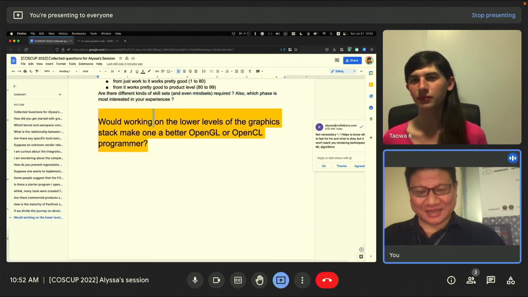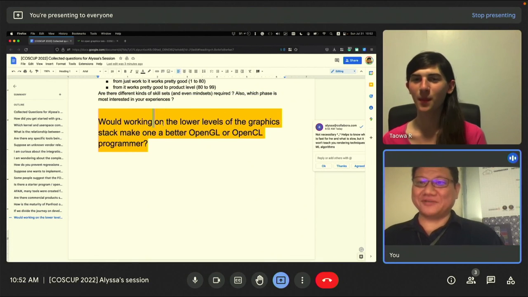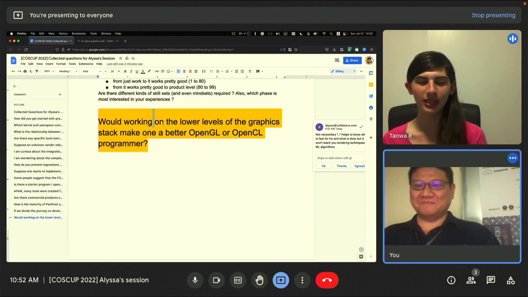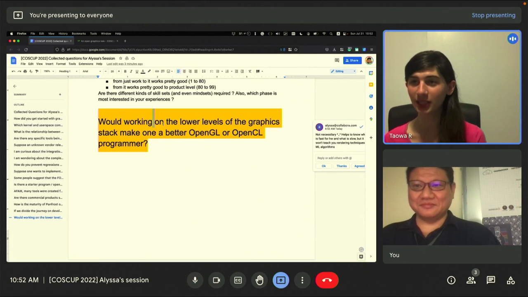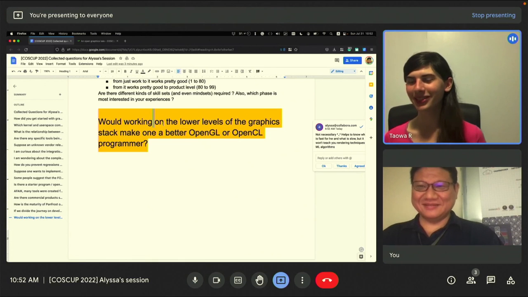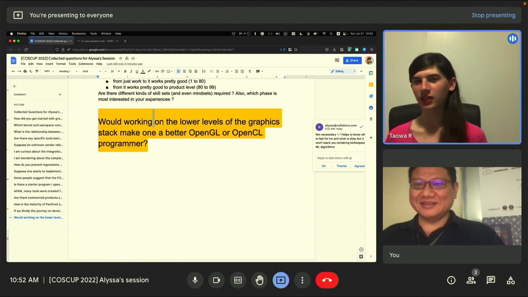Okay, and then we get to our last question. Would working on the lower levels of a graphics stack make one a better OpenGL or OpenCL programmer? Well, seeing as I'm still useless in both GL and CL, I'd be lying if I said yes, ostensibly. Having lower-level experience makes it very clear what you can do efficiently on your hardware and what you can't. Anybody who has gotten near a Mali driver knows better than to use a geometry shader or a tessellation shader, for example.